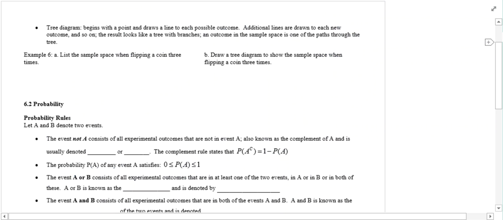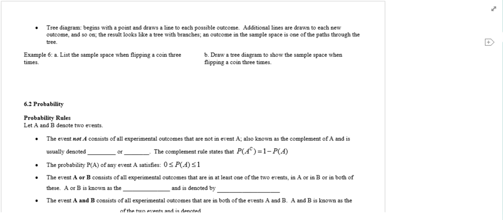All right, flipping the page. A tree diagram is very helpful. It begins with a point and you draw a line from each possible outcome. Additional lines are drawn to each new outcome and so on. The result looks like a tree branch. An outcome in the sample space is one of the paths through the tree.